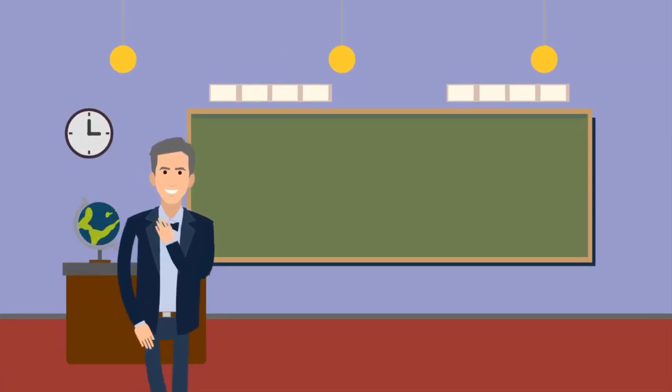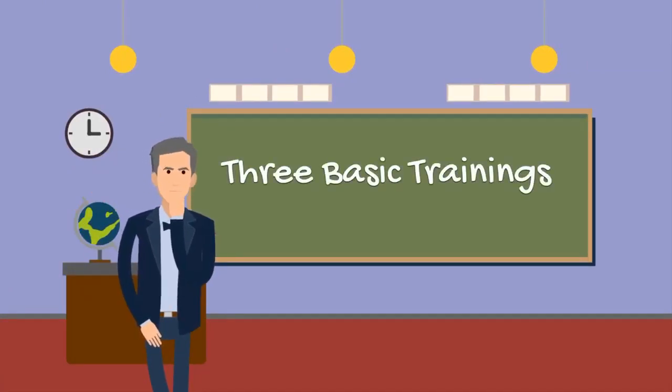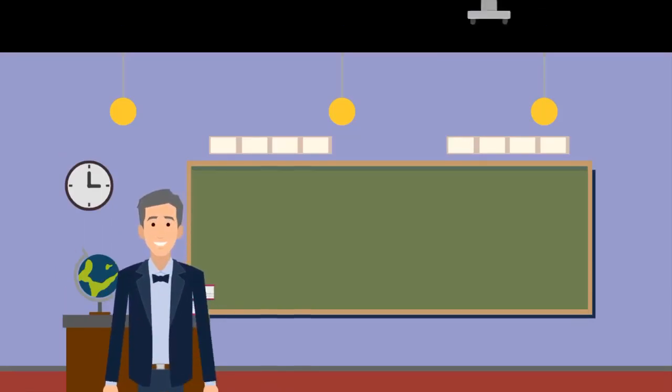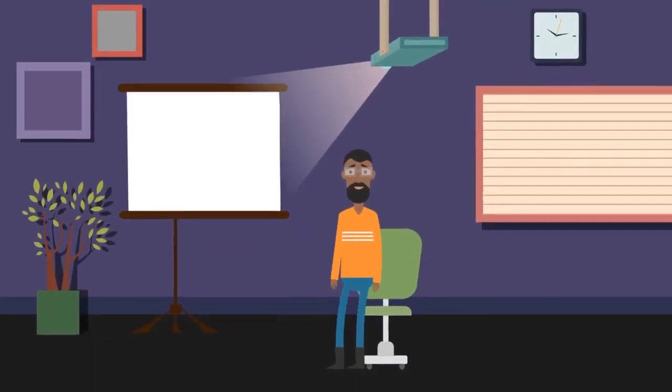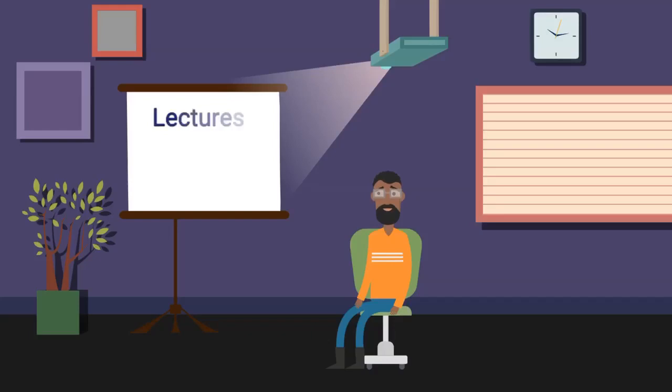Let's get into the other side of this concept, training methods. There are three types of basic trainings you need to know. The first method works well with visual learners. It includes using lectures, videos, or other methods that require little interaction. This is known as passive training.